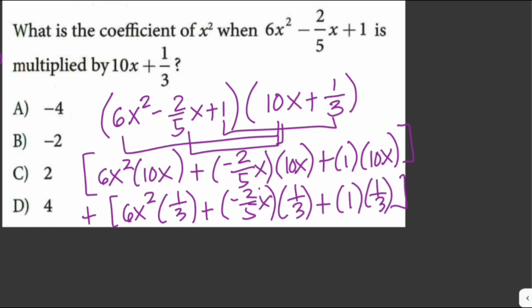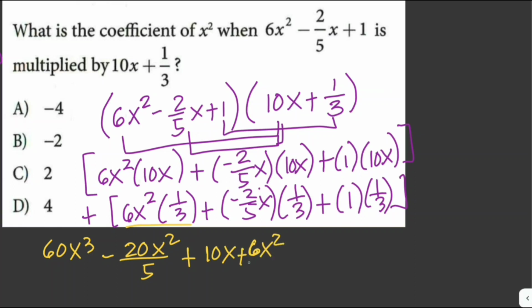And then we can simplify. So 6x squared times 10x is just 60x cubed. Then negative 2/5 x times 10x is just equal to negative 20x squared over 5 plus 10x, and this one plus 6x squared over 3 minus 2x over 15 plus 1/3.